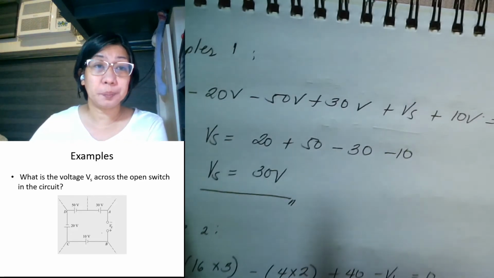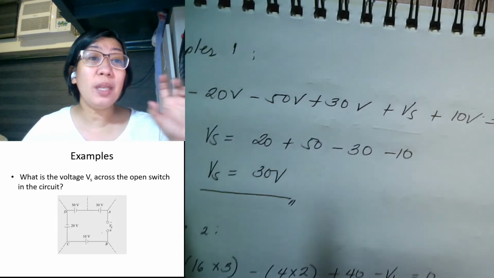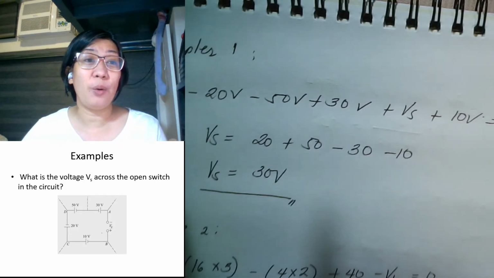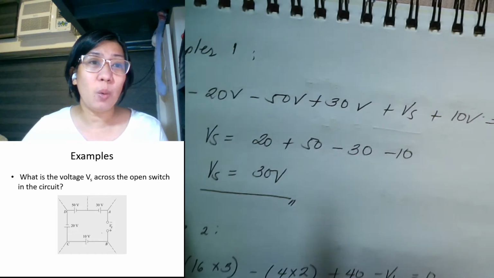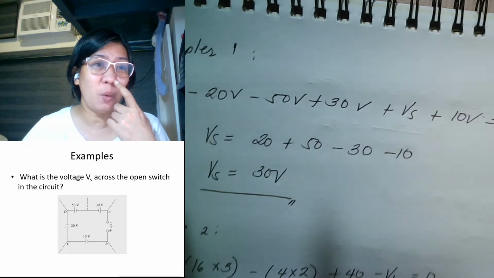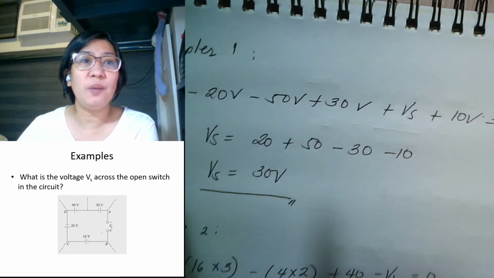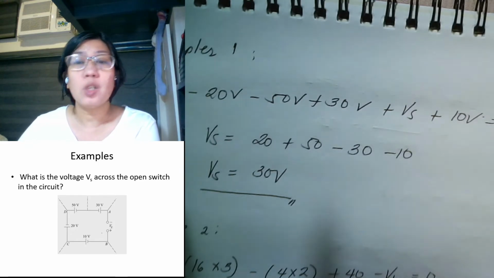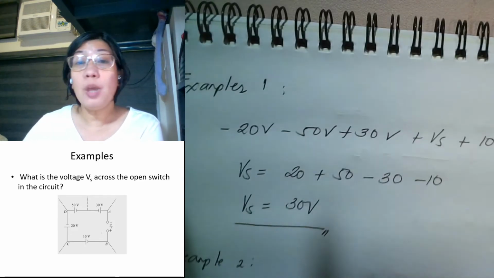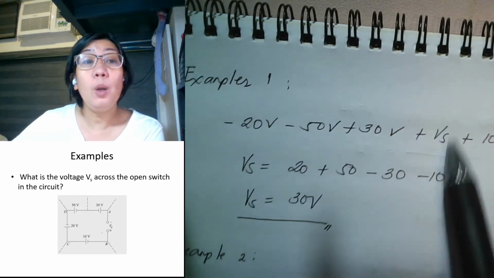Okay, so all we have to do, as we have mentioned in our previous videos, is that in an open circuit you can read a certain voltage there. What is not present in an open circuit is the current, but you can read voltage across an open circuit. So in this case, we are asked to solve the voltage Vs across the open switch in the circuit. So all you have to do, class, is just make a loop.